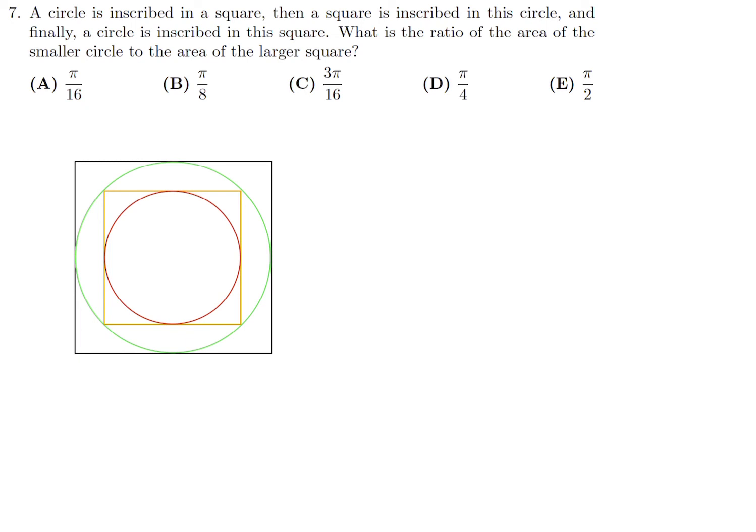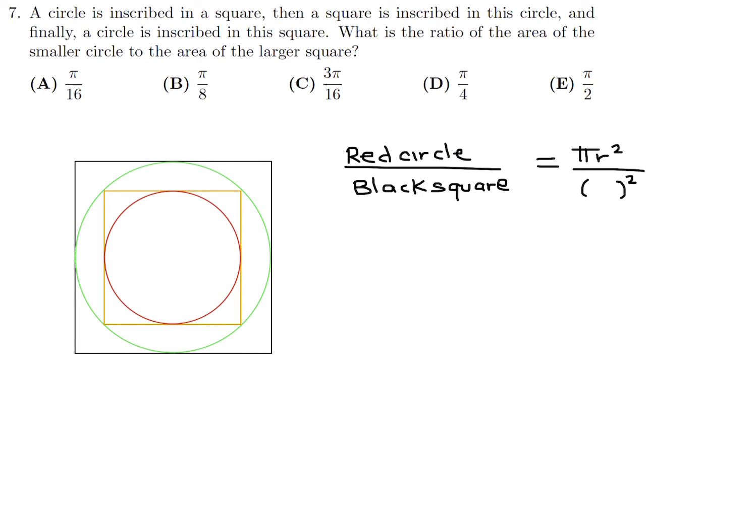What is the ratio of the area of the smaller circle, so the red circle, to the larger square? Okay, so that's the black square. So that is what I have to figure out. Okay, let's move forward. So the red circle obviously is going to be pi r squared, the area, and for the black square, we are going to take the side and multiply it by itself. So side squared. We all know that, the area of a square.